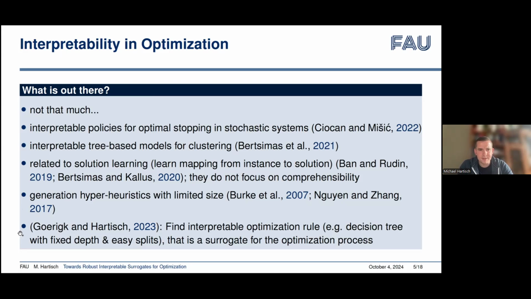And then there is the work by Mark Jurek and me from last year, where we proposed a framework that allows us to find interpretable optimization rules. So for example, those decision trees with fixed depth that mimic this optimization process. And I will use the term optimization rule and the term surrogate kind of interchangeably.